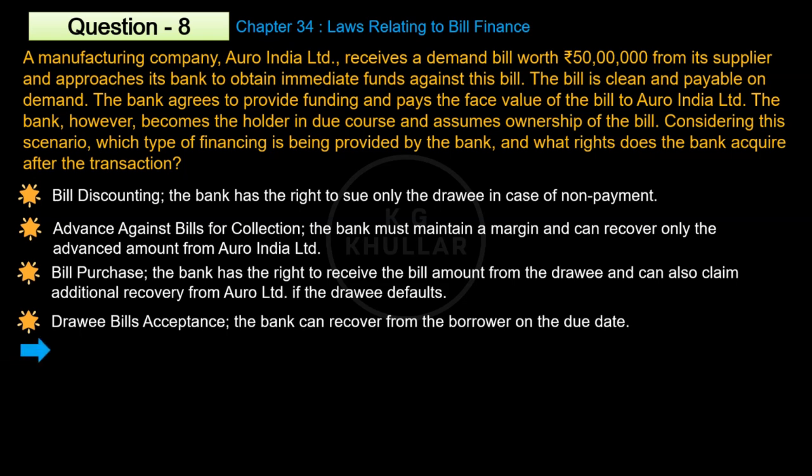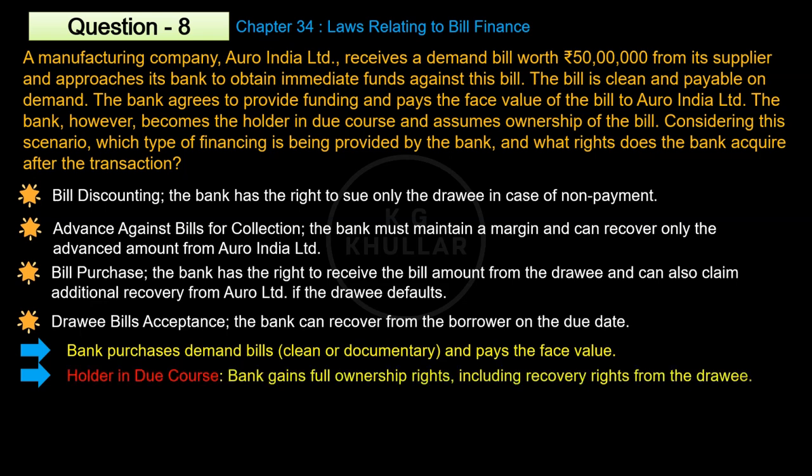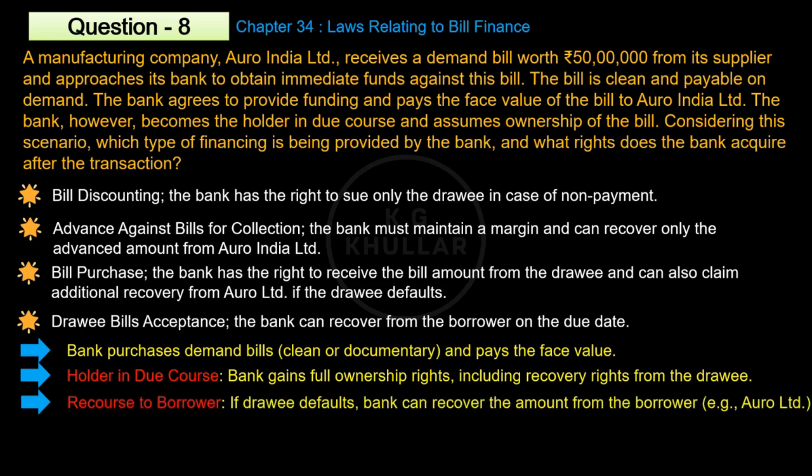Now in a bill purchase transaction, the bank negotiates demand bills, which can be either clean or documentary, and pays the face value of the bill to the holder, making the bank the holder in due course. So this gives the bank full ownership over the bill, including the right to recover from the drawee. And if the drawee defaults, the bank can pursue Oro India Limited for any outstanding amount.